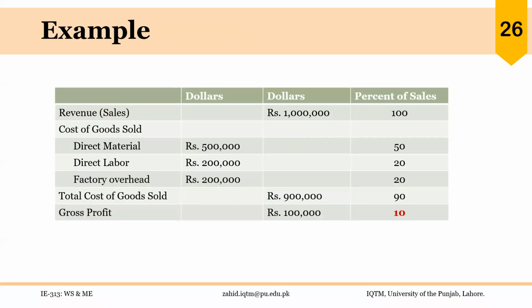Let's take a simple hypothetical example. An organization has revenue or sales of 1 million for a certain period. The direct material cost for these sales was 500,000, direct labor cost was 200,000, and factory overhead cost was 200,000. The total cost, the sum of these three, was 900,000, 9 lakh. As we discussed, this is the cost of goods sold: the cost of direct material, direct labor, and factory overhead. So 1 million minus 9 lakh is 1 lakh. That is the gross profit, and that is 10% of the sales.